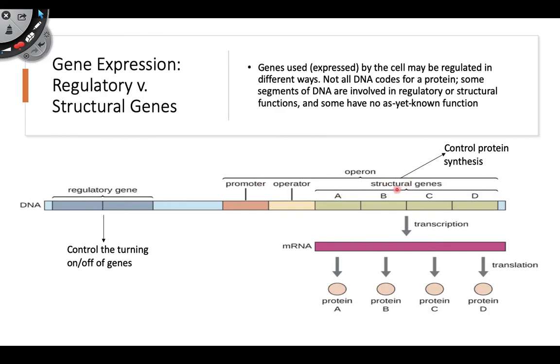And then these structural genes here, let's just call them A, B, C, and D, are the ones that are actually going to undergo transcription, and these are going to be the ones that are actually going to synthesize and make proteins. So this is an important idea in gene expression, knowing that not every single segment of DNA is going to code for a protein, right? You have regulatory genes that are just there to control, and then you have those structural genes that are there to make proteins.